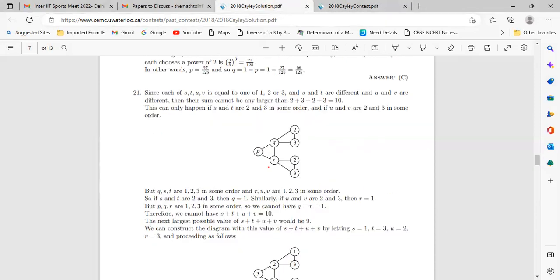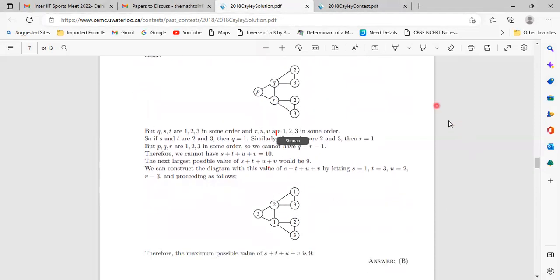Instead, we'll try with 9. You can do trial and error according to the options. So if you check the next largest possible value, it would be 9. If you try with 9, what happens? How can you put 9?